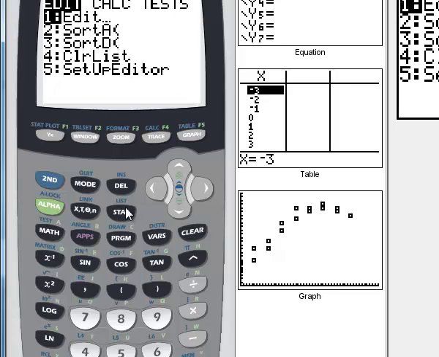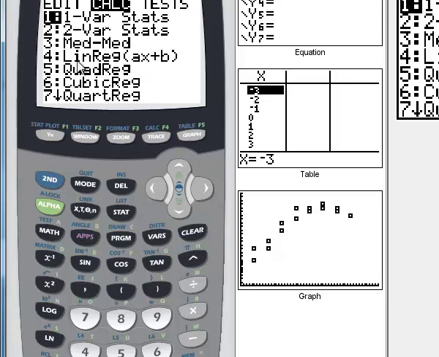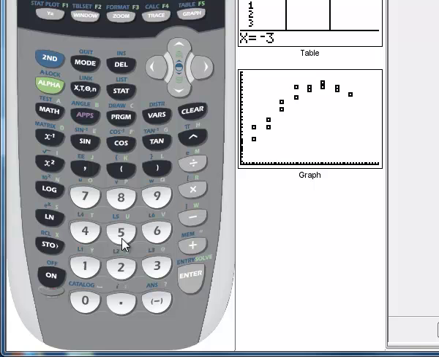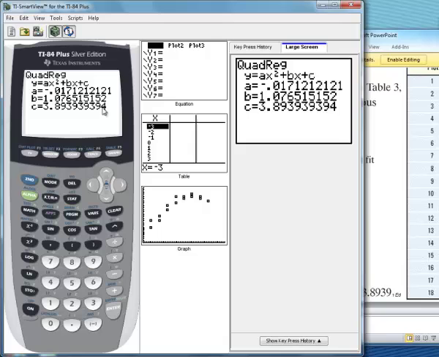So we go to stat, and we go to calc. We have to hit the right arrow. And instead of linear regression, we're going to hit quadratic regression, 5. And we're going to go to second L1, comma, second L2, and hit enter. And there's our quadratic regression. The A is negative 0.017 x squared plus 1.0765x plus 3.89 for the C.